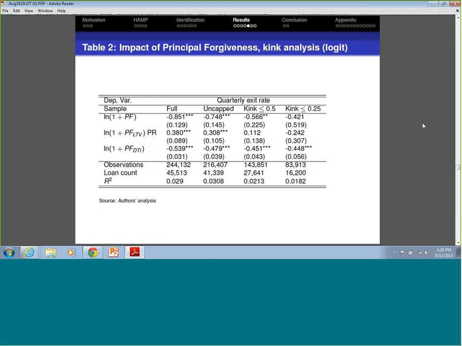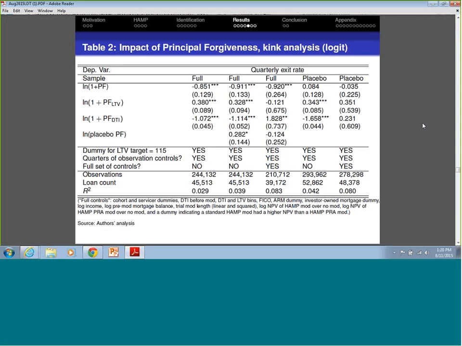We also did a series of placebo tests. We used either alternate kink points or samples that did not receive principal forgiveness in order to see whether their outcomes showed a change in default behavior at the same time as borrowers that did receive principal forgiveness. So if we see a placebo sample having kinks in place, we would think that we were uncovering something funky and structural in the data.